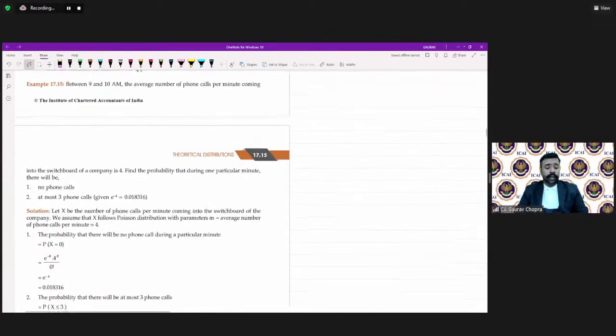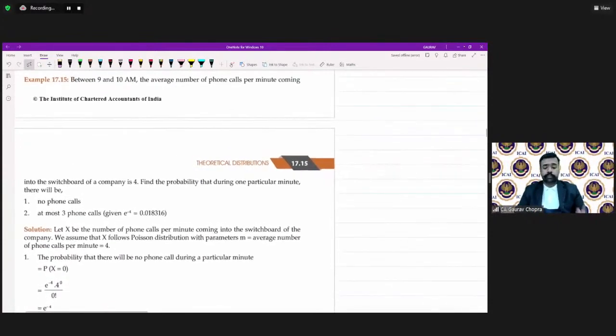Yes. Now, interpretation of this 15th example. This is a good question. Between 9 and 10 a.m., the average calls coming into the switchboard of a company is 4. Find the probability that during one particular minute, there will be no phone calls.